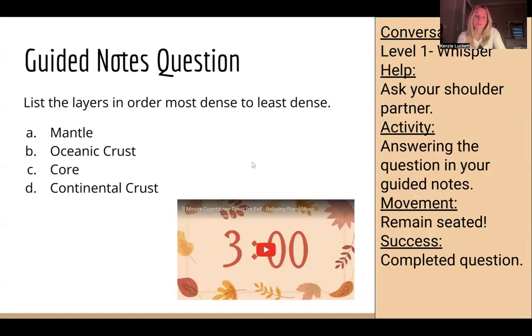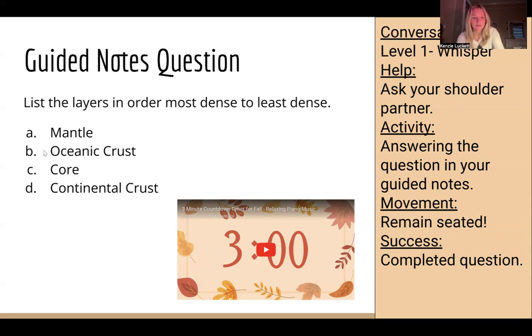All right, so we're going to order these most dense to least dense. So our most dense layer, remember, if we look back on our notes, is going to be the core. That is our most dense layer. It makes up a third of our Earth's mass. Okay, so that should have been number one on your list. All right, so I know that the mantle is more dense than the crust. So mantle should be second on your list.